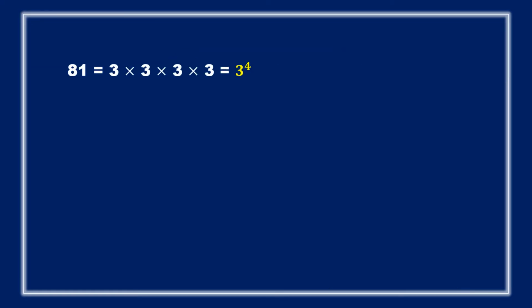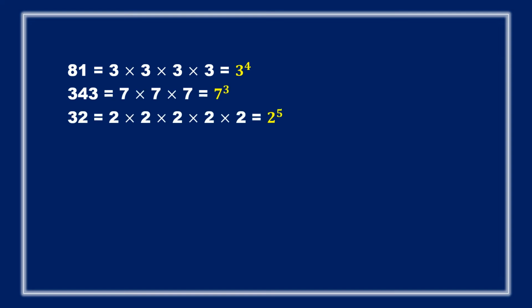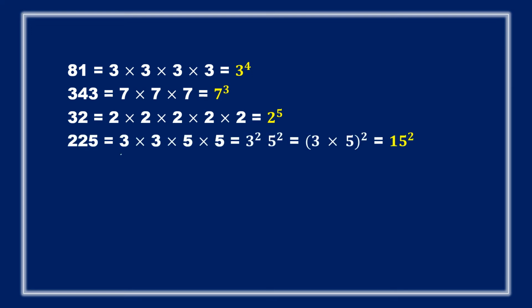So 81 equals 3 power 4, we got. Next 343 as 7 cube. Next 32, we got 2 multiplied 5 times, which means 2 power 5. And next is 225: 3 two times and 5 two times, so it will be 3 square into 5 square. So I can put both of them inside the bracket and give whole square. So 3 times 5 is 15, so it is 15 square. Okay, so this is our question.